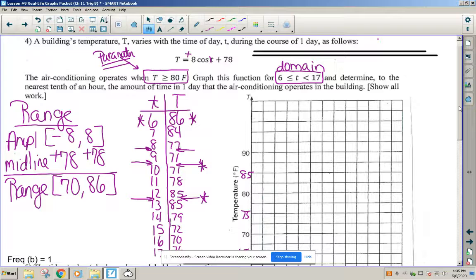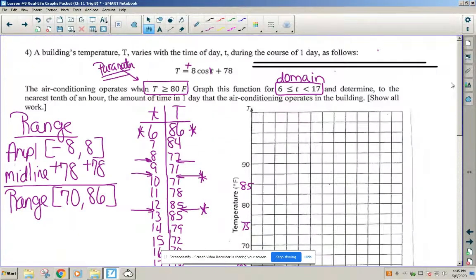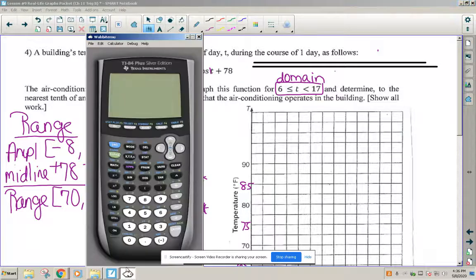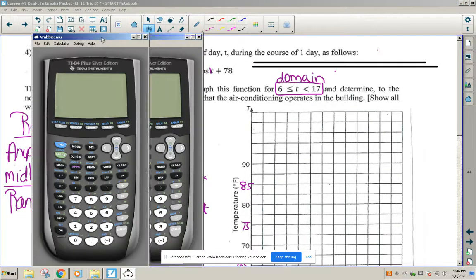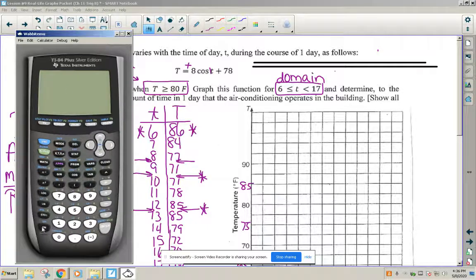So again, notice the graph that they gave you was labeled. So this is telling me that I am absolutely going to need my calculator, and I am going to need to do a couple of things on this calculator. The first thing I'm going to need to do is make sure that I am in radian mode. Second, I have to set my window.